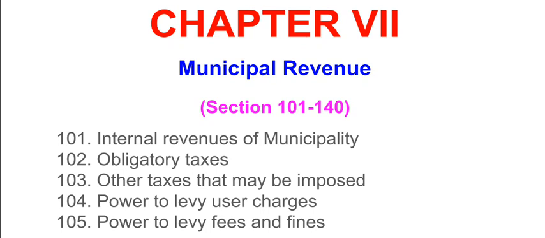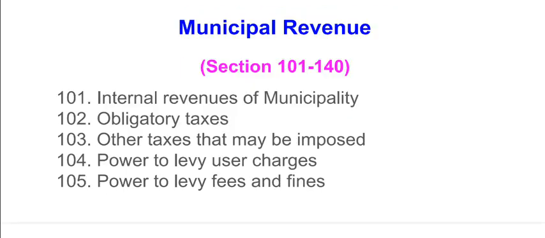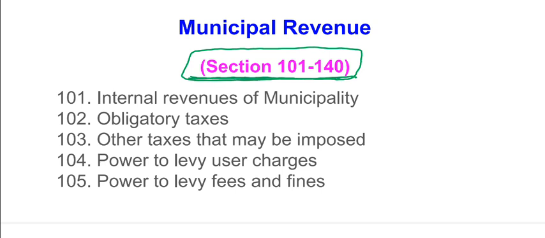Today we will discuss chapter number 7 of Rajasthan Municipality Act 2009. The name of the chapter is Municipal Revenue. So let's start. This chapter covers sections from 101 to 140. There are 40 sections in this chapter.